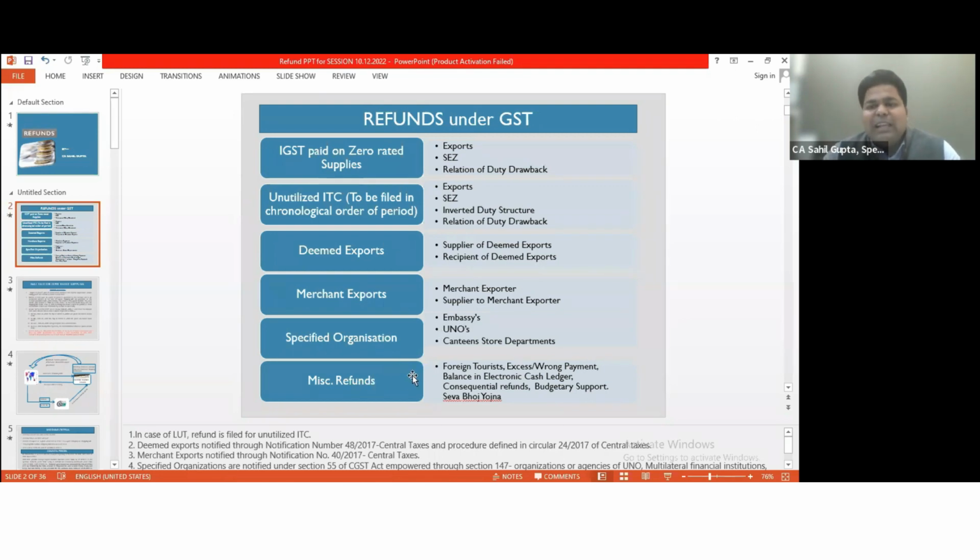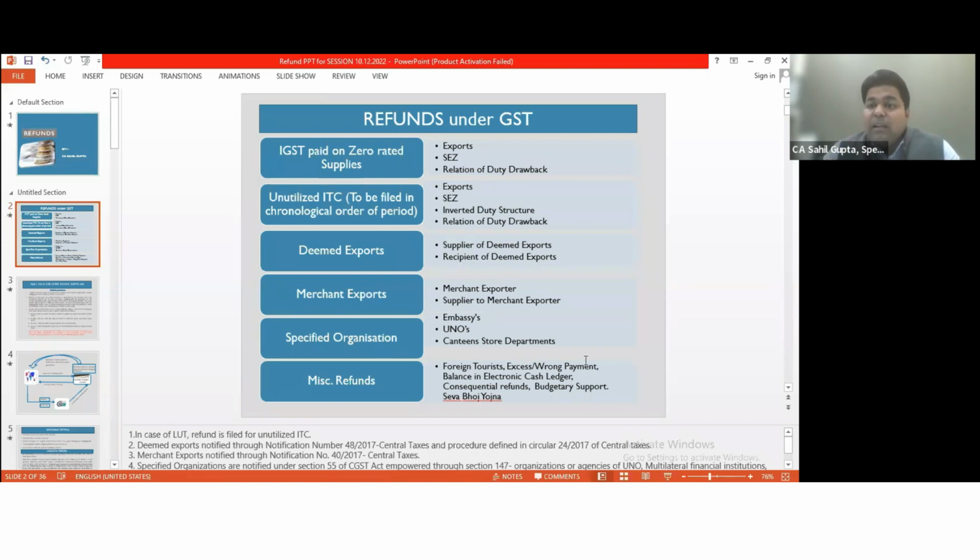Thereafter, miscellaneous refunds like balance in the electronic cash ledger, foreign tourists who come to India, purchase goods and take those goods outside India. Many countries have this functionality to not tax these foreign tourists. Wrong payment, excess payment of taxes, taxes paid in the wrong heads, consequential refunds like appeals and litigations, where we have to deposit pre-deposits of taxes for the appeal matters, or excess taxes have been paid due to the pressure of the officers. In that case, when we win that appeal and the order comes in our favor, then consequential refunds can be applied.